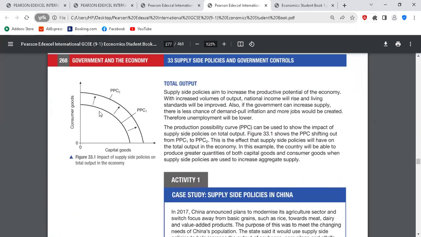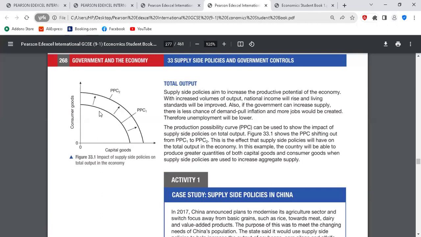For total output, it says supply side policies aim to increase the productive potential of the economy. With increased volume of output, national income will rise and living standards will be improved. Also, if the government can increase supply standards, there's less chance of demand pull inflation and more jobs will be created. Therefore, unemployment will be lower.